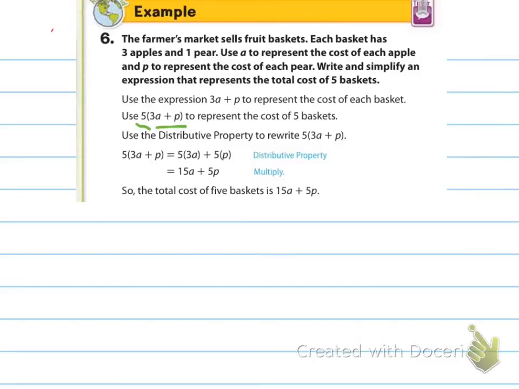But we're going to get 5 groups of that. And so using distributive property, I'm going to do 5 times 3 times A, which is 15A, plus 5 times P, which is 5P. So in the end, I'm left with 15 times A plus 5 times P. And that's the cost of 5 baskets. Now, obviously, we don't know what the actual cost is. That's just writing and simplifying the expression. That's the best we can do.